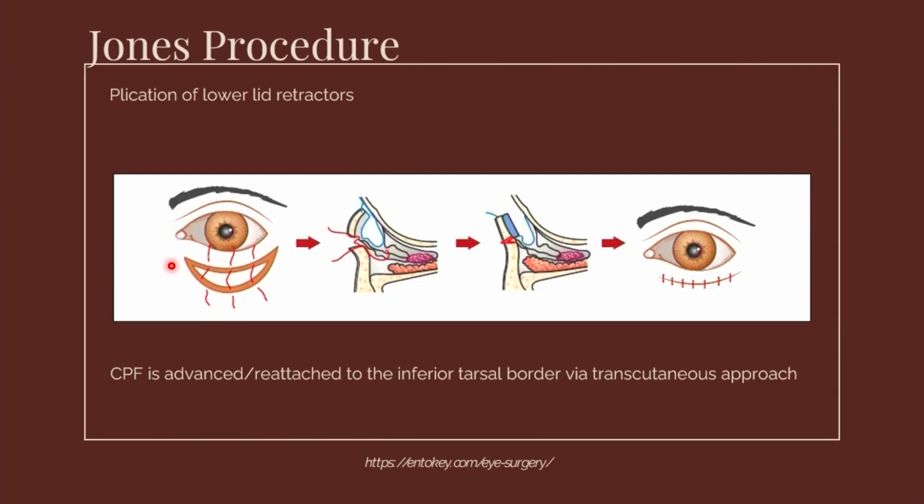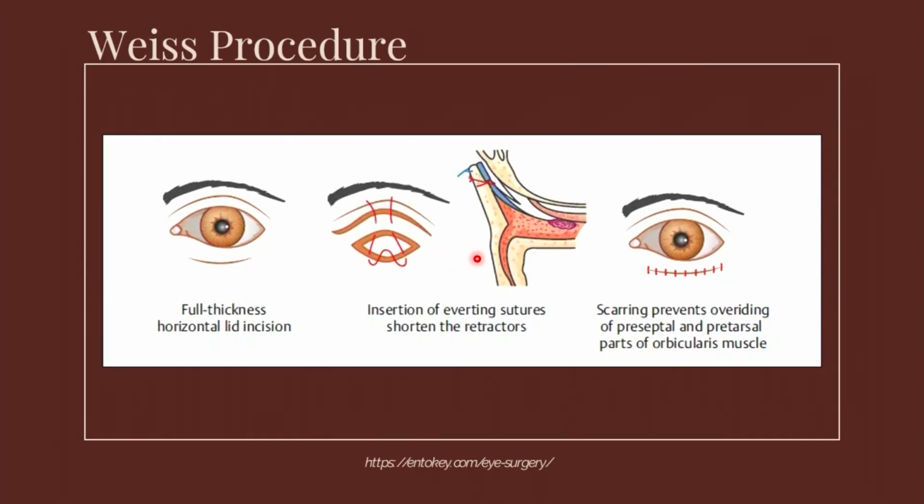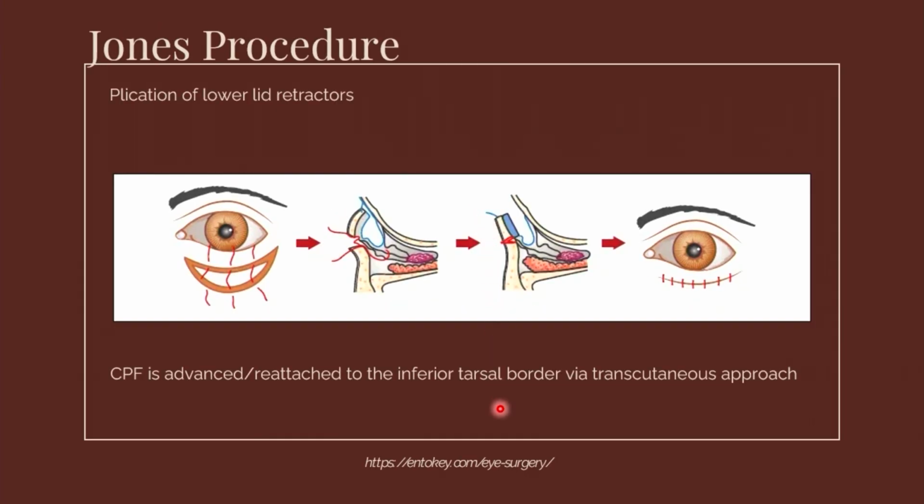So, here you make an incision on the lower lid and you pass these double-edged sutures. The difference between the Jones procedure and the Weiss procedure is that in the Weiss procedure, you're taking full thickness everting sutures. So, in Jones procedure, incise the skin orbicularis septum. Okay, behind the septum, you identify the retractors which are disinserted from the tarsal plate. You identify them and you plicate them back, like how you do in LPS in the upper eyelid.